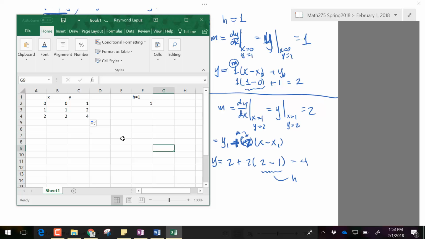Yeah, because this is linearization applied to differential equations. This is a differential equations class.